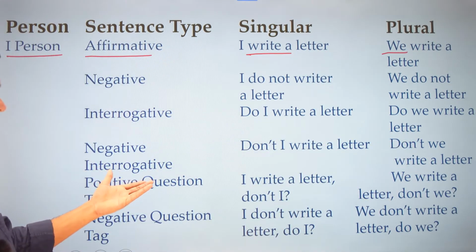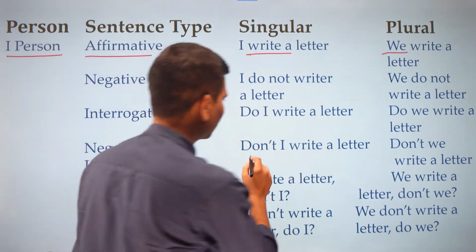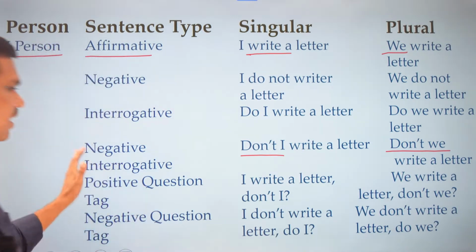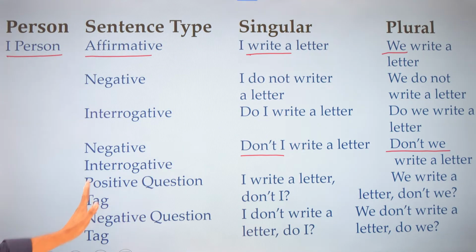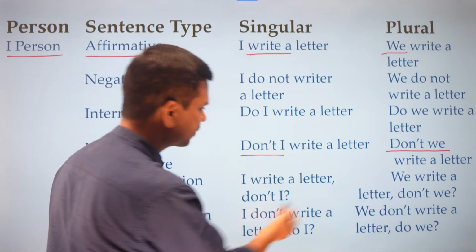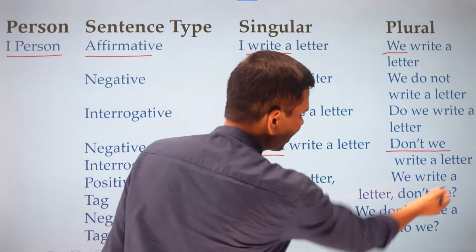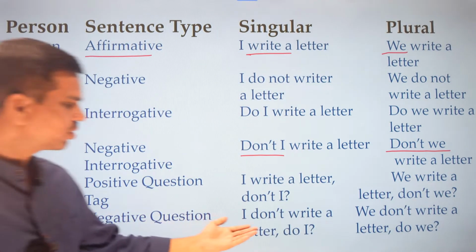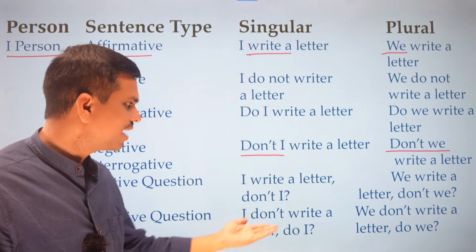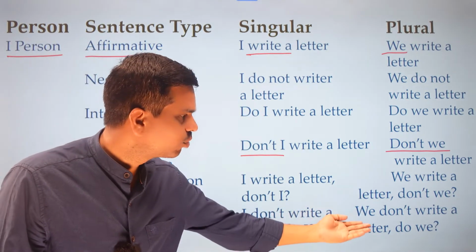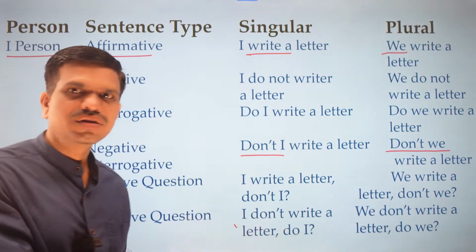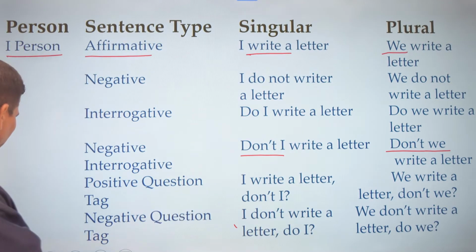Again, negative interrogative, you see, don't I write a letter? Here, don't we write a letter? Again, we have here a sentence type called positive question tag, and here I write a letter, don't I? In plural, we write a letter, don't we? Again, here we have negative question tag. In negative question tag, the singular form is I don't write a letter, do I? and plural form is we don't write a letter, do we? So these are the examples of simple present.